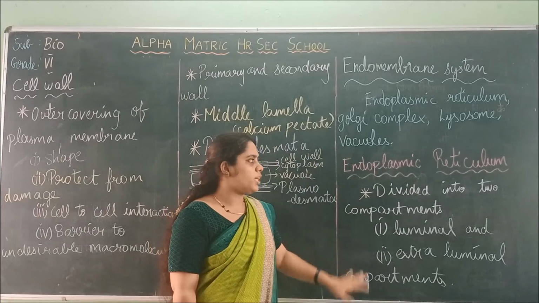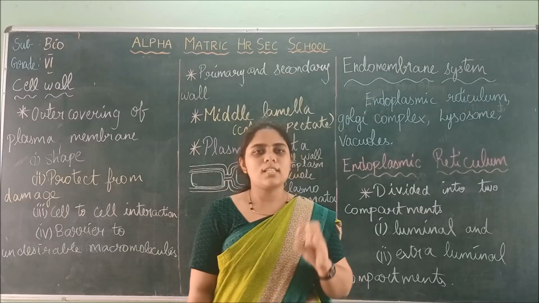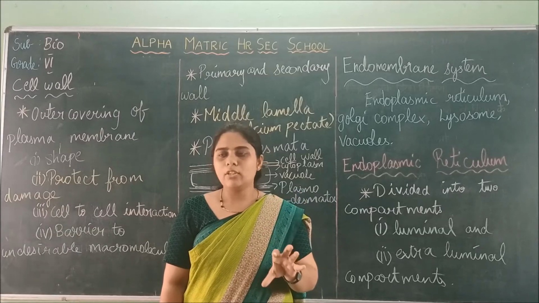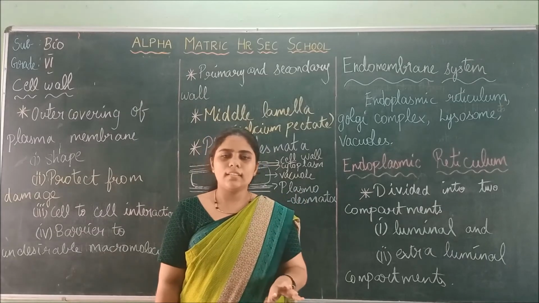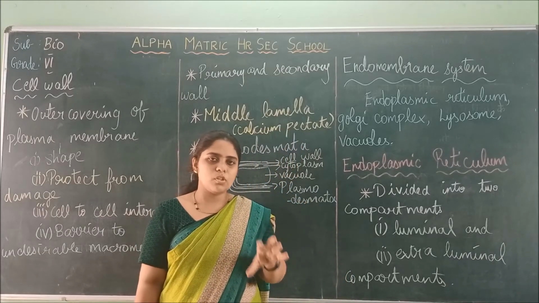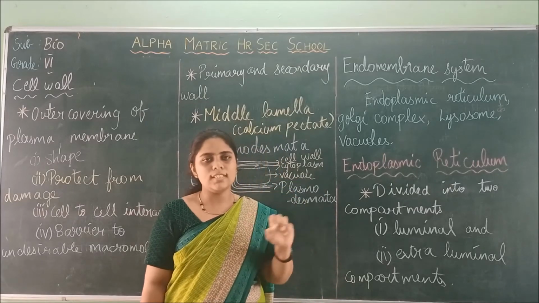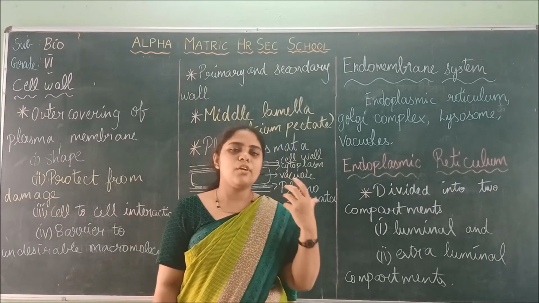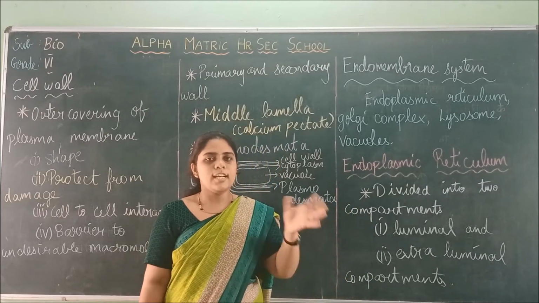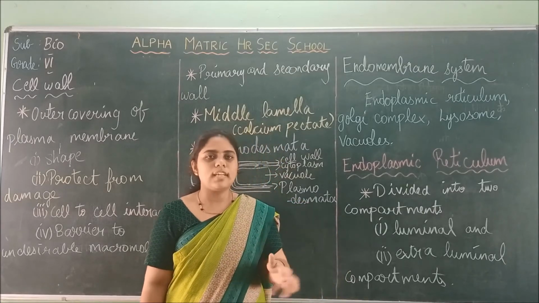First we are going to see about endoplasmic reticulum. This endoplasmic reticulum is of two types. One is smooth endoplasmic reticulum and another is rough endoplasmic reticulum. When the reticulum has the presence of proteins in it, it is called rough endoplasmic reticulum. When the proteins are absent, it is known as smooth endoplasmic reticulum. I will explain this later with the diagram.